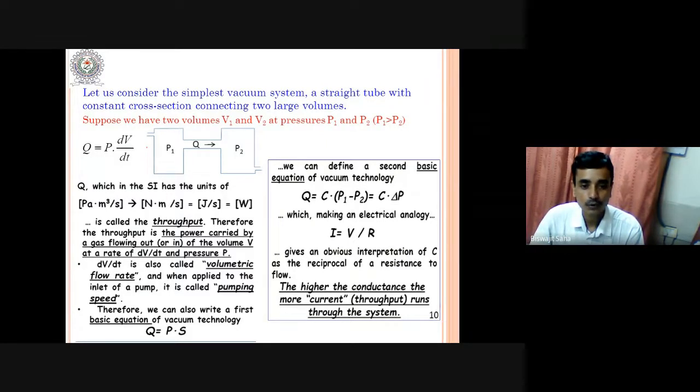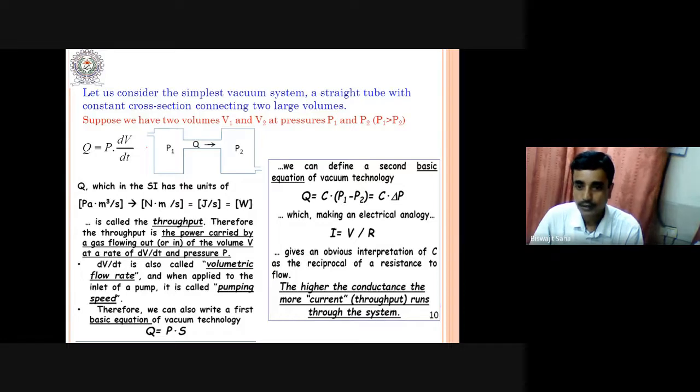dV/dt and the pressure P control the throughput. And dV/dt is the volumetric flow rate, basically how much volume of the gas inside a chamber is exhausted out, and it is related to the pumping speed. Therefore, we can write the first equation as Q is equal to P into S, where P is the pressure and dV/dt is the pumping speed S.